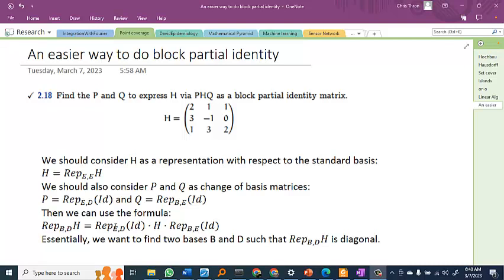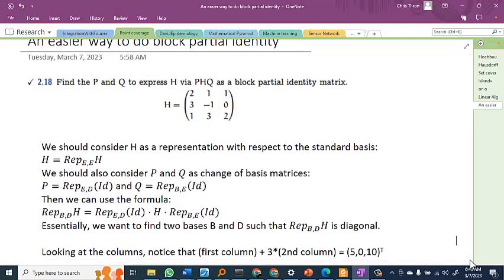Now, all I have to do is find two bases, B and D, that give me a diagonal representation of this matrix. If I find B and D such that the representation is diagonal, then this left-hand side will be diagonal. Then this will be my P, and this will be my Q. So I've changed this problem from an algebraic problem into a more geometric problem. How can I find two bases that make the representation diagonal?